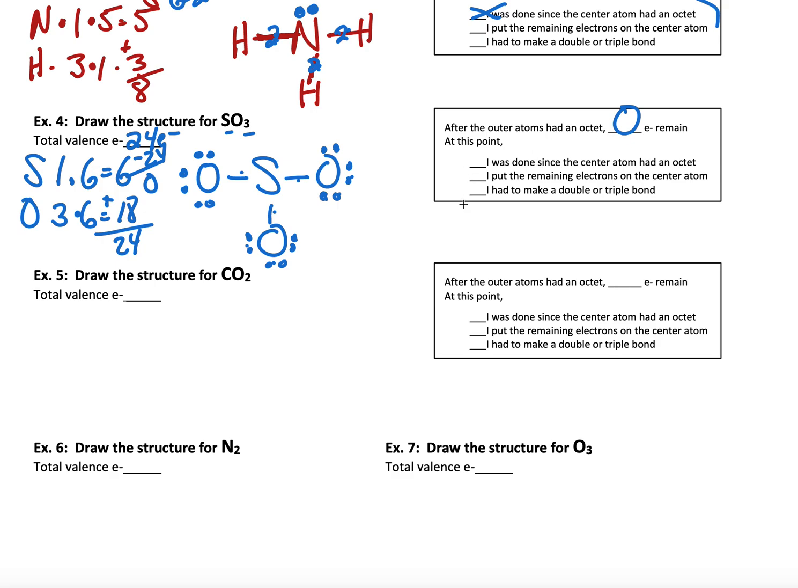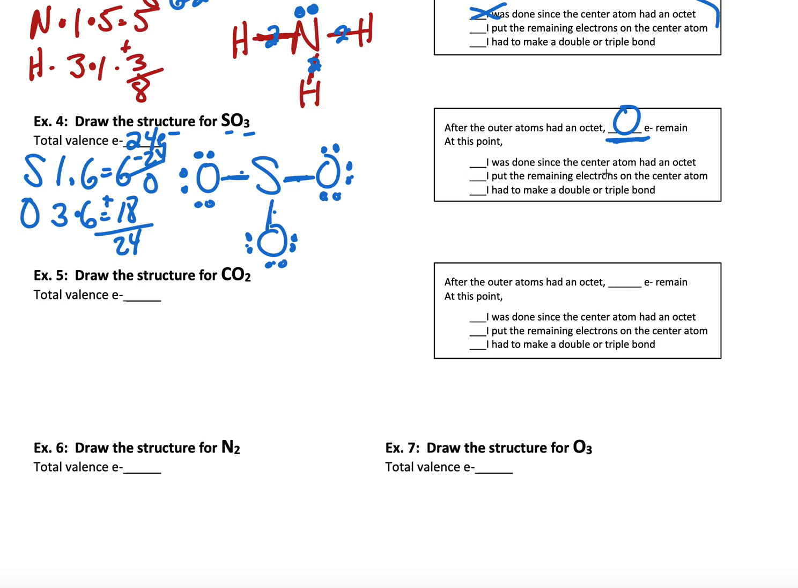Now start going through your list here. I was done since the center atom had an octet. Is that true? Let's look at your center atom. Does it have an octet? The answer is no. It has 2, 4, 6, not 8. And there's no more electrons there to put on it. We had to know that there's 0 left, because if there was 2, we would have put 2 there. But we're not done. The center atom doesn't have an octet. Then we go to our next choice.